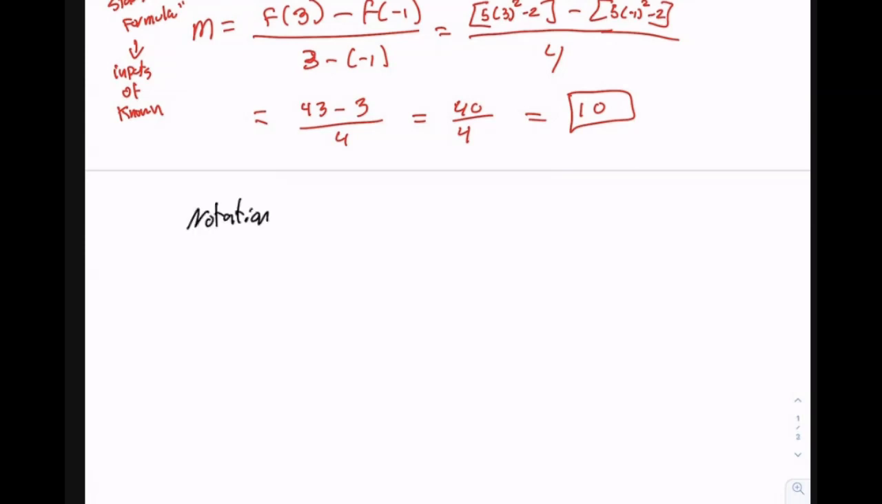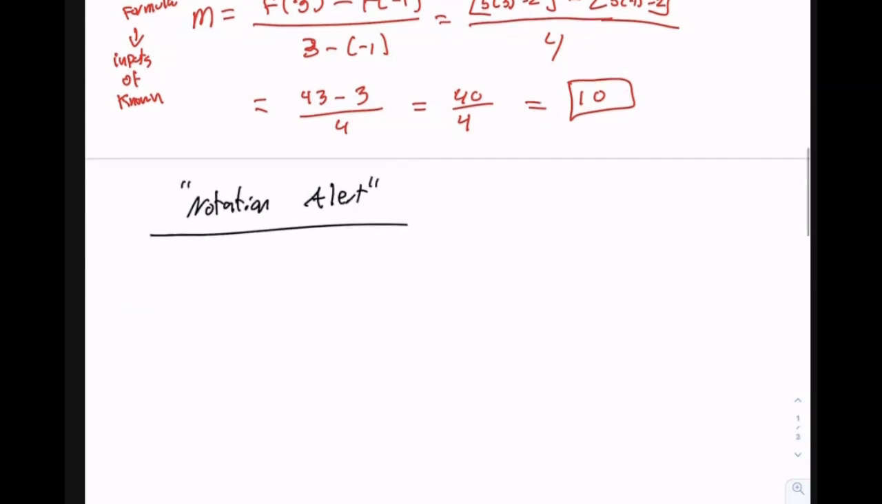Notation alert. What I mean by this is that we're doing the same thing, but sometimes we can write the notation slightly differently, which can pay dividends in our calculus work later on. We just said that the slope of the secant is equal to f of b minus f of a over b minus a. This is one way of doing it.